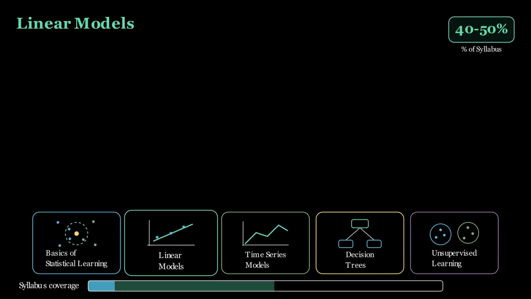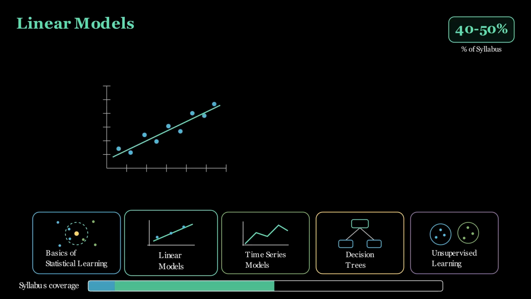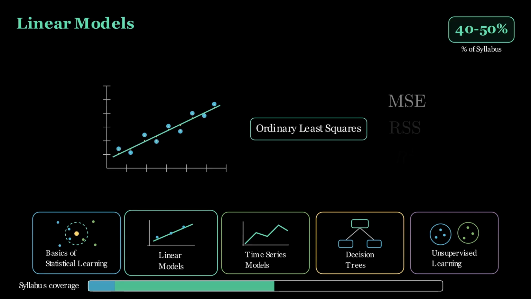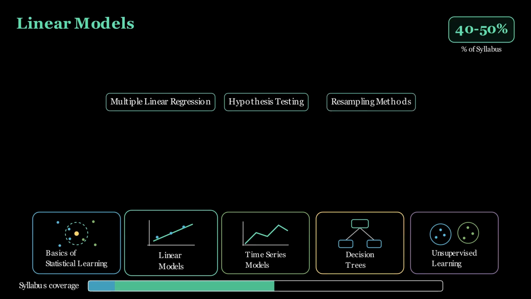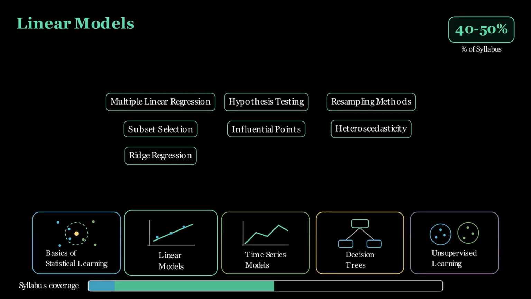Linear Models covers most of the syllabus at 40 to 50%. The section begins with simple linear regression, ordinary least squares, and various goodness of fit metrics like mean squared error, residual sum of squares, and R-squared. The section also covers multiple linear regression, hypothesis testing, resampling methods, subset selection, influential points, heteroscedasticity, ridge regression, the lasso, generalized linear models, and much more.